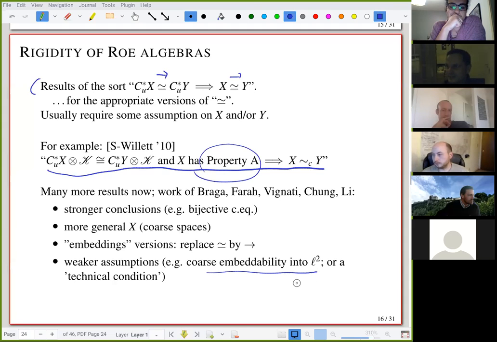Or actually, what they did is they have a technical condition. I just say technical because it's not a geometric one. It requires some question about some operators. But in particular, it is implied by this coarse embeddability into L2.